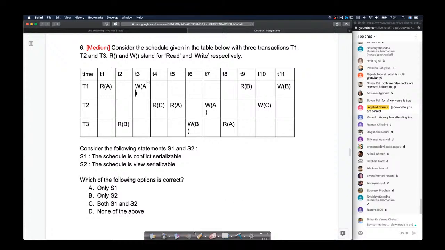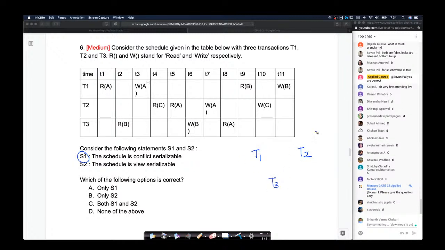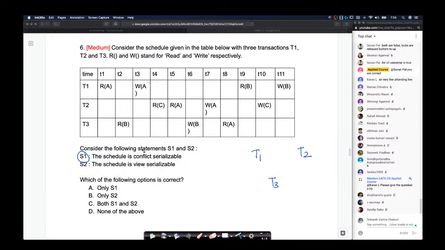Okay, some of you got it right. So let's go into the solution itself. The first statement here says that the schedule is conflict serializable, right? So if you start drawing, you have T1, T2 and T3, right? You have 3 transactions here. Now, a very simple thing that you can observe here is look at T1 and T3. So this is your T1, this is your T3.